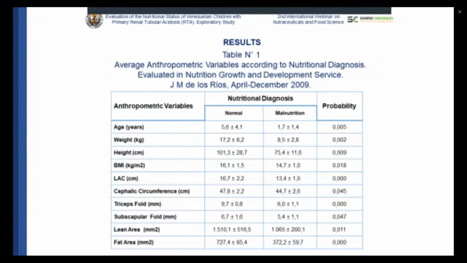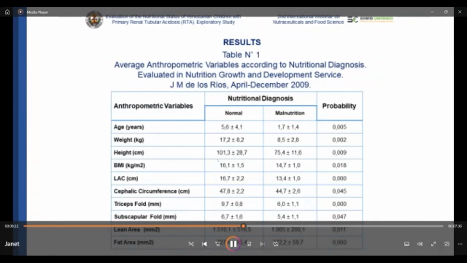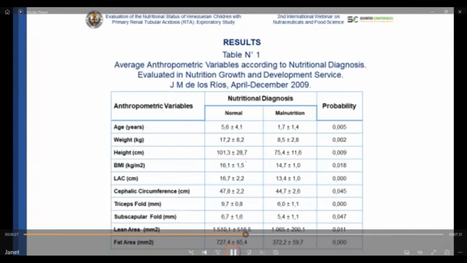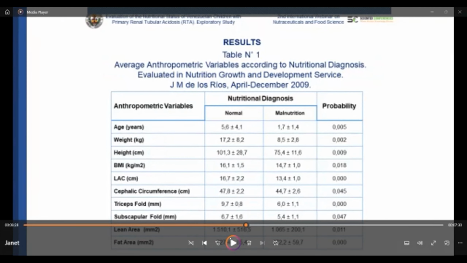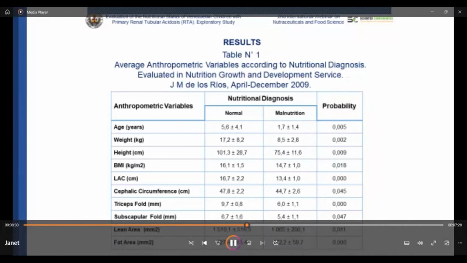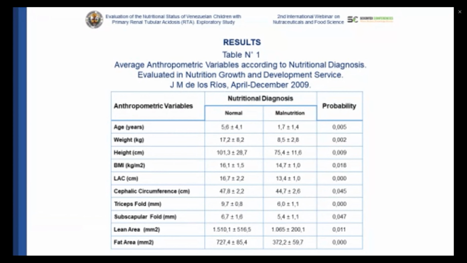Table number 1 shows the distribution of patients according to the nutritional diagnosis and the different variables measured in the study. The values observed in the first column of table number 1 indicate that there are statistically significant differences between the average of the normal group with respect to the average of the malnourished group, since all the p-values are less than 0.05. So there is such a difference between the averages compared here by means of the t-test for independent samples.